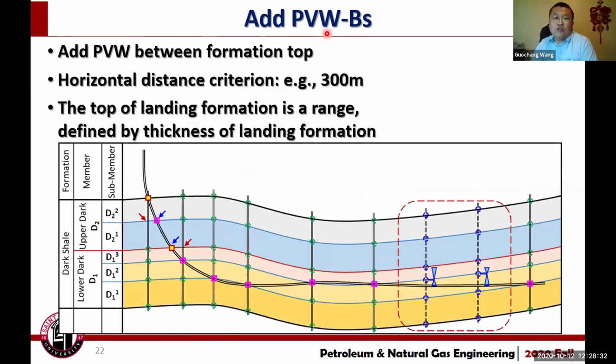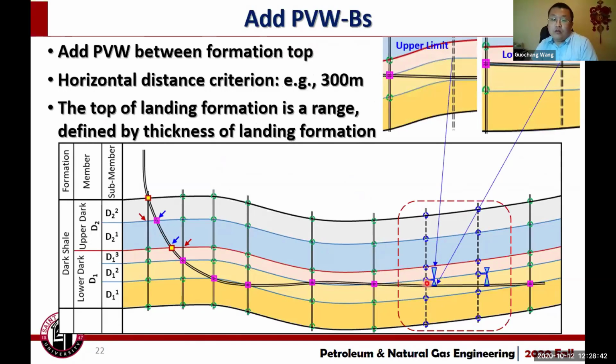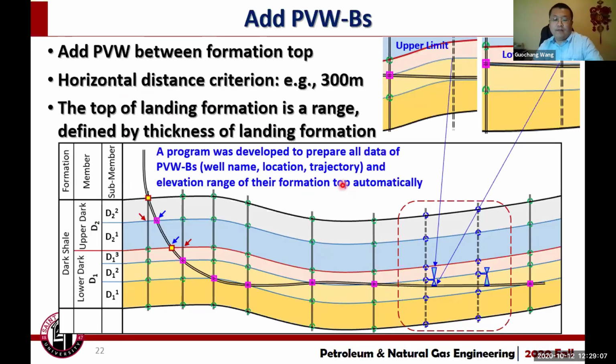And also the pseudo-vertical well B is between those formation tops. You can see here, we added the wells here. The difference from A is we don't know exactly where the intersect points between pseudo-vertical and horizontal wells are within the landing formations. But what we can do is figure out the upper limits and the lower limits based on the thickness and also the landing formations. Again, we developed a program to help us work on this.